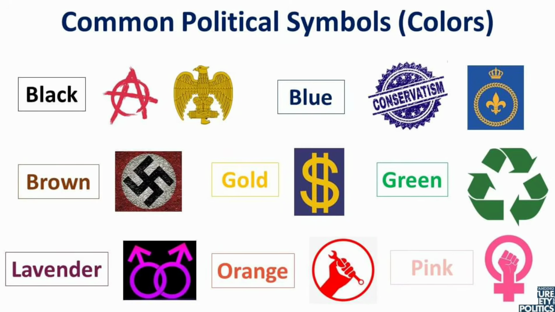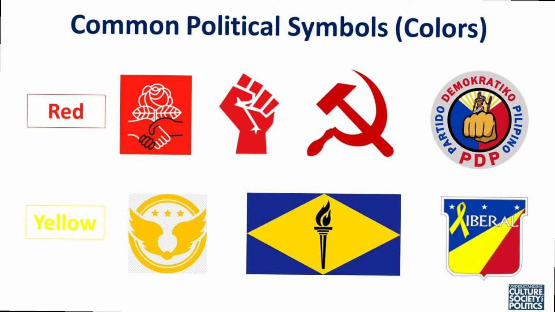And these are the common political symbols in terms of colors. For black, it represents anarchism and fascism. For blue, it represents conservatism and monarchism. For brown, it's Nazism. For gold, it's capitalism. For green, environmentalism. Lavender, homosexuality. For orange, it's populism. And for pink, it's feminism. In addition, we have red that represents democratic socialism and communism, and yellow that represents liberalism and libertarianism.